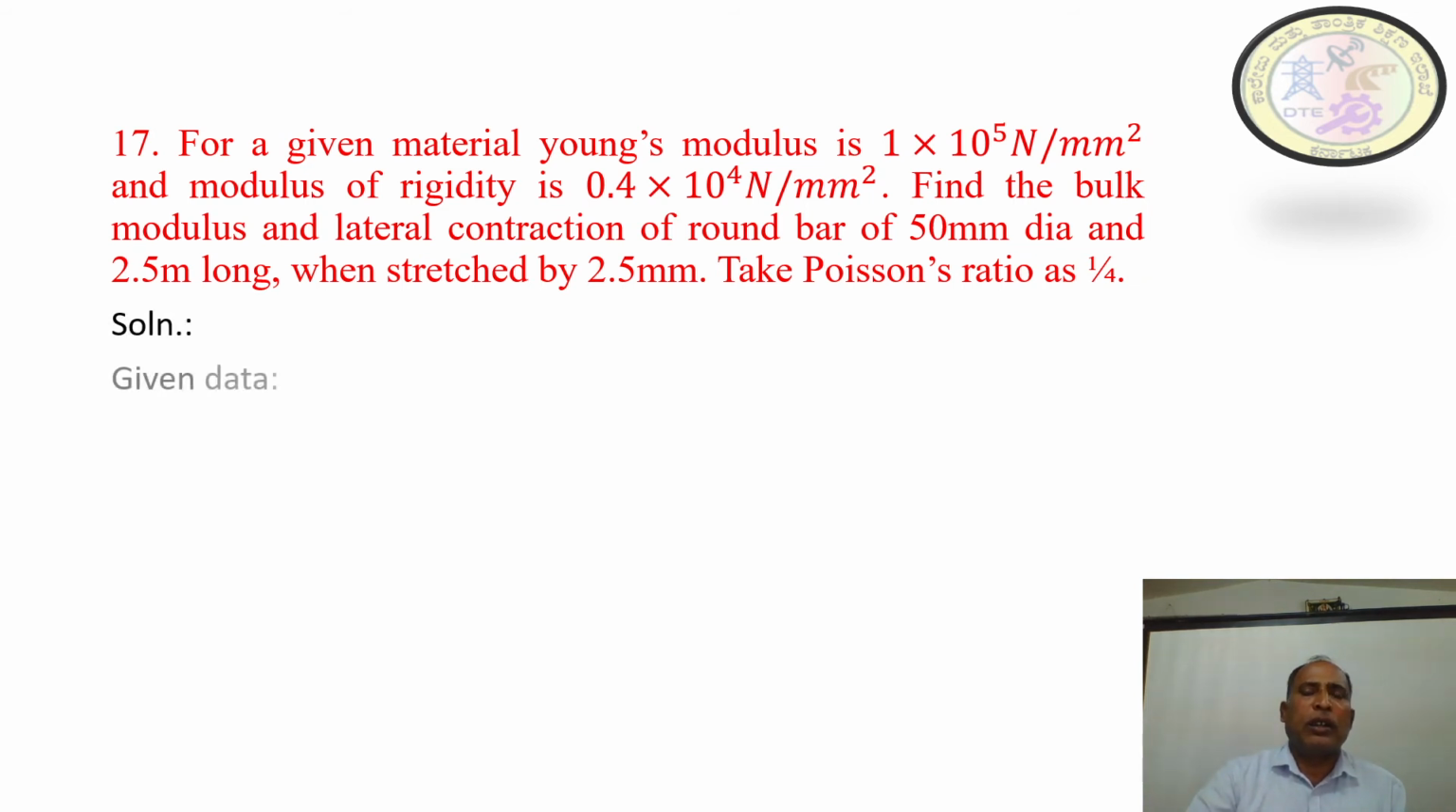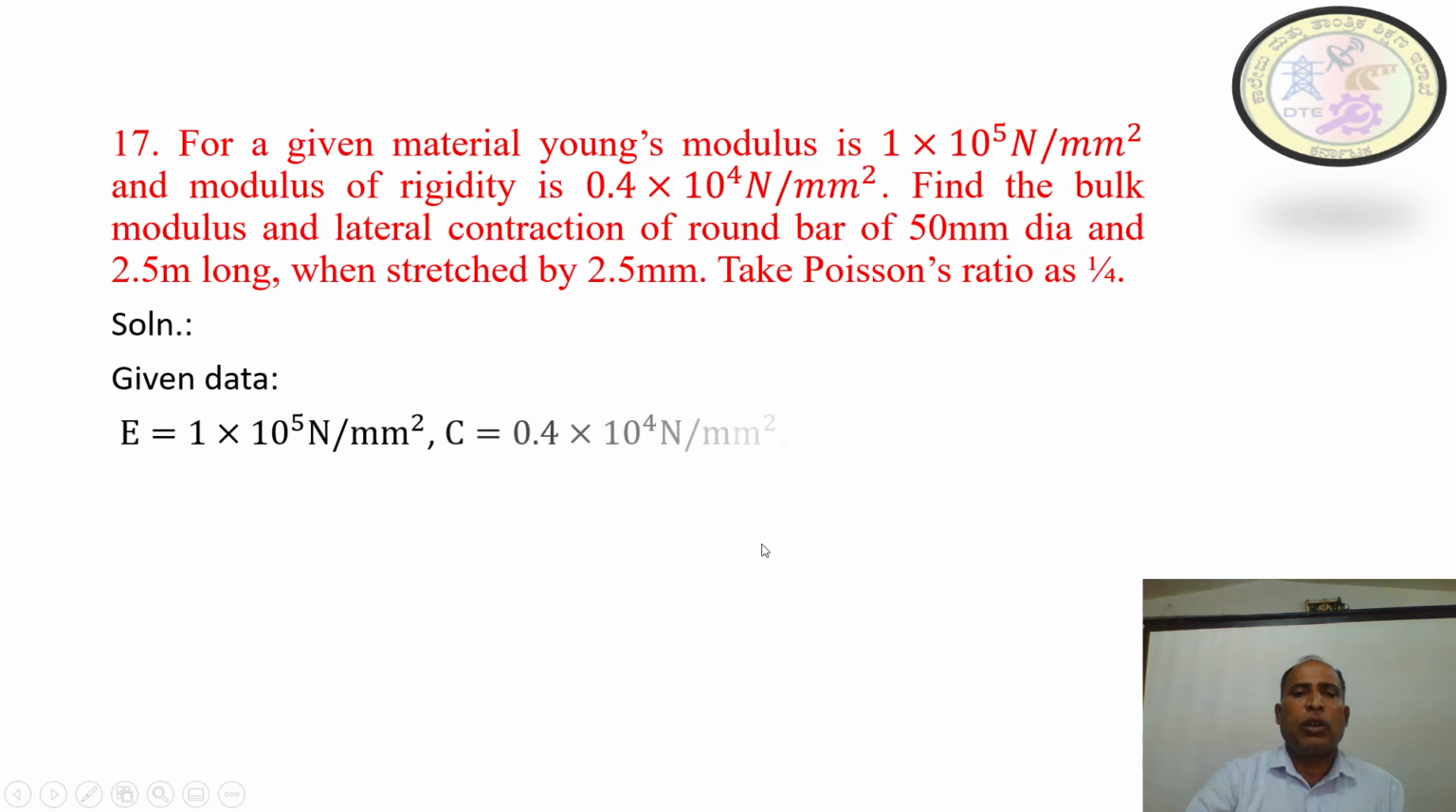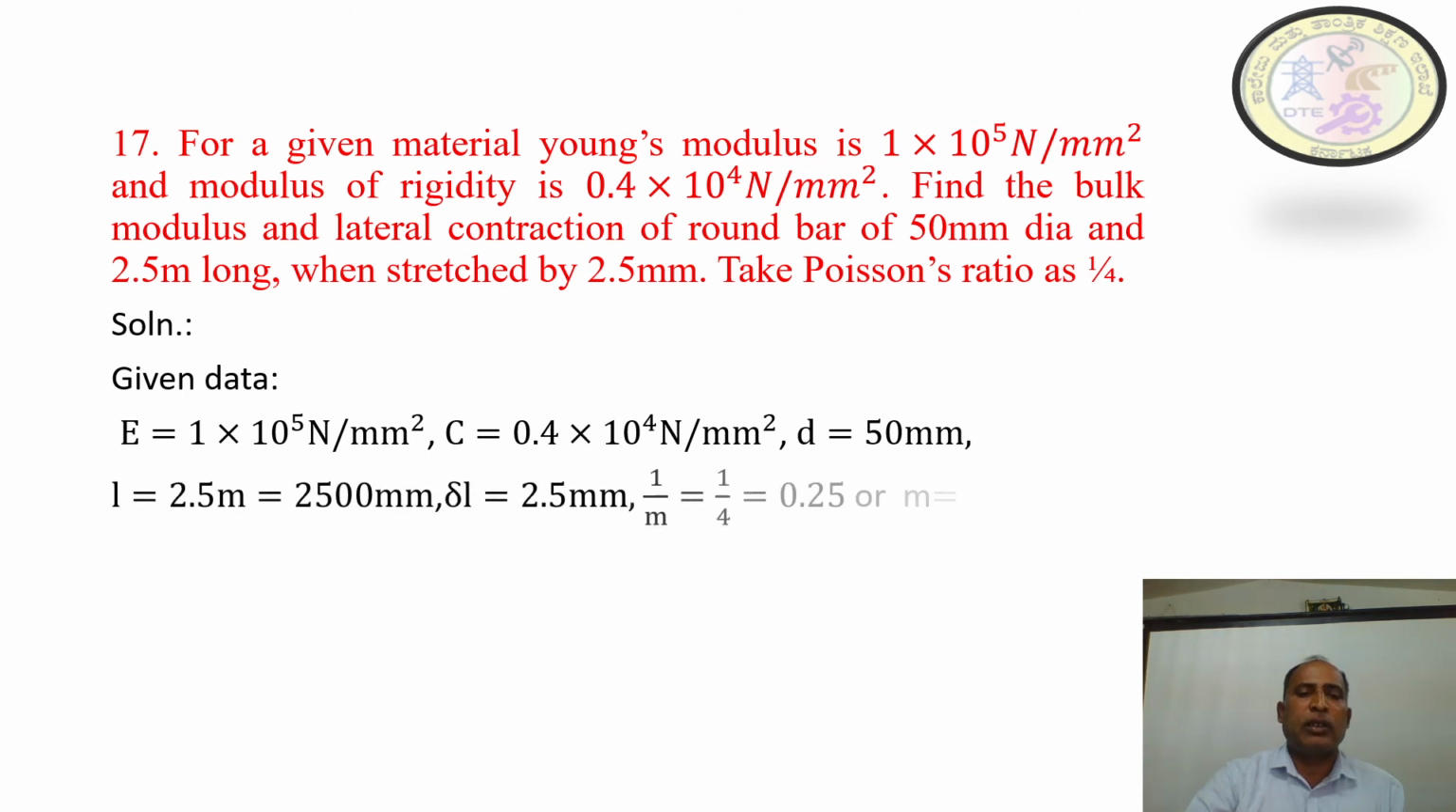So note down the given data. Young's modulus E is 1 into 10 raised to 5 Newton per mm square. Modulus of rigidity C is 0.4 into 10 raised to 4 Newton per mm square. And D is 50 mm. And L is 2.5 meter, that is equal to 2500 mm. And delta L is 2.5 mm. And Poisson's ratio 1 by m is equal to 1 by 4, that is equal to 0.25, or m is equal to 4.